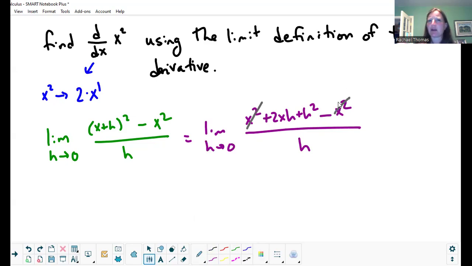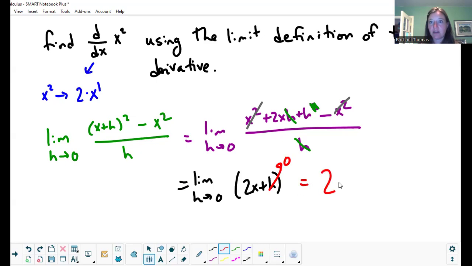If you're doing one of these problems and the stuff doesn't cancel, you probably are missing something somewhere. And notice how the h's, if I do h divided by h, that goes away, and that's going to take out one of those h's. So this turns into the limit as h goes to 0 of 2x plus h. Now, if I let h go to 0, that is 2x, just like I expected. Woohoo!